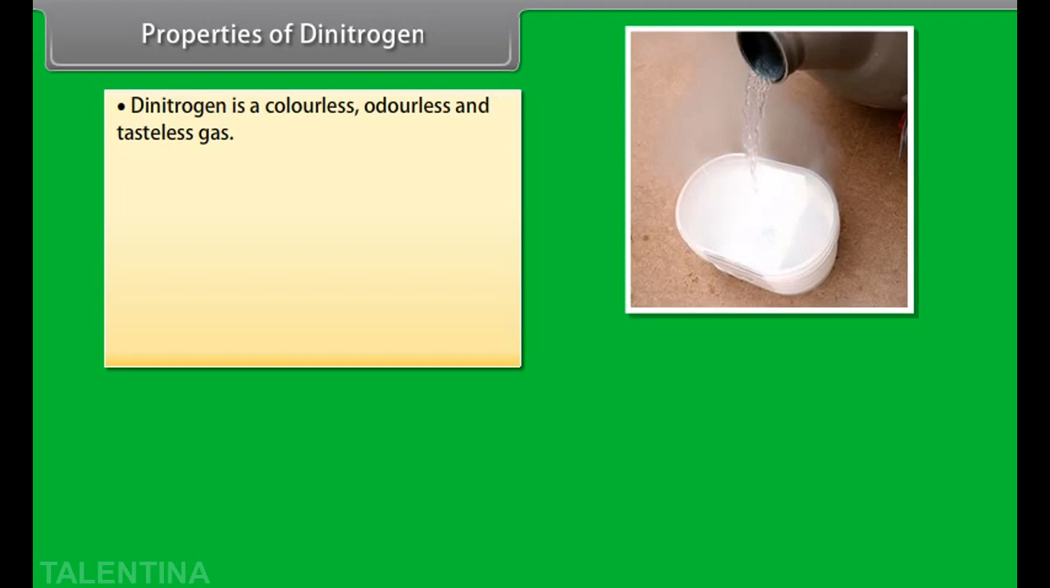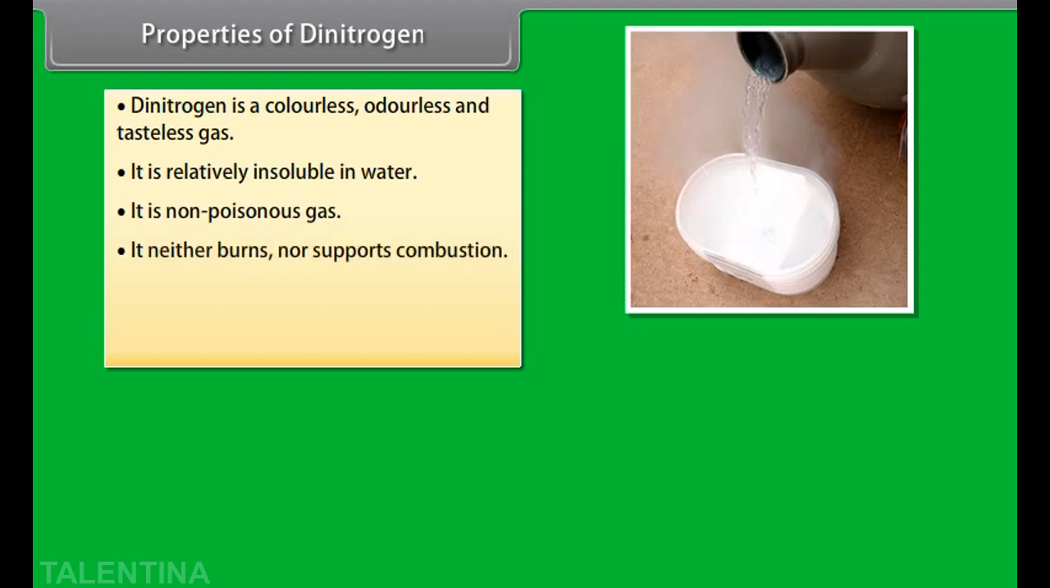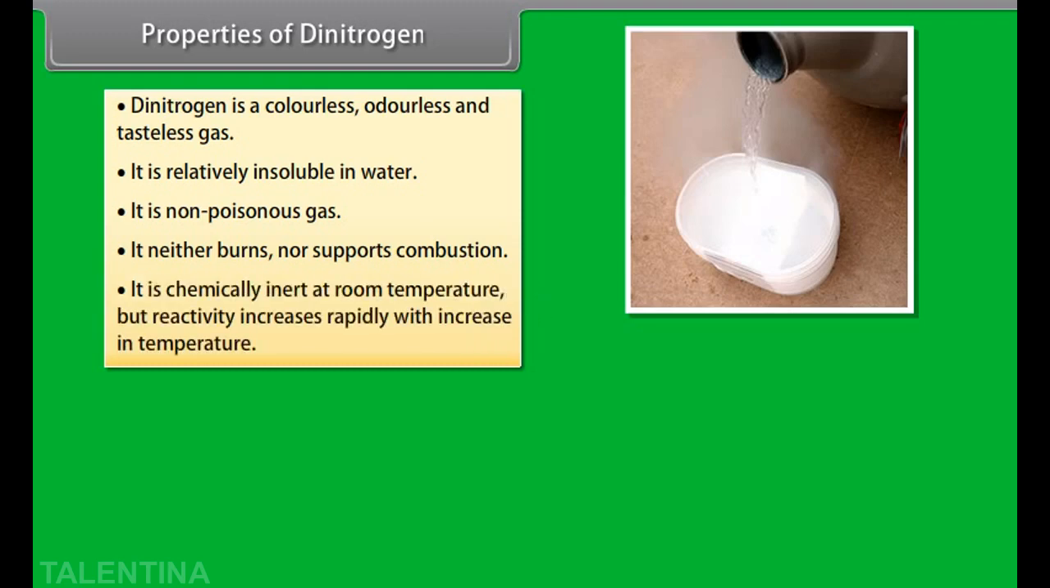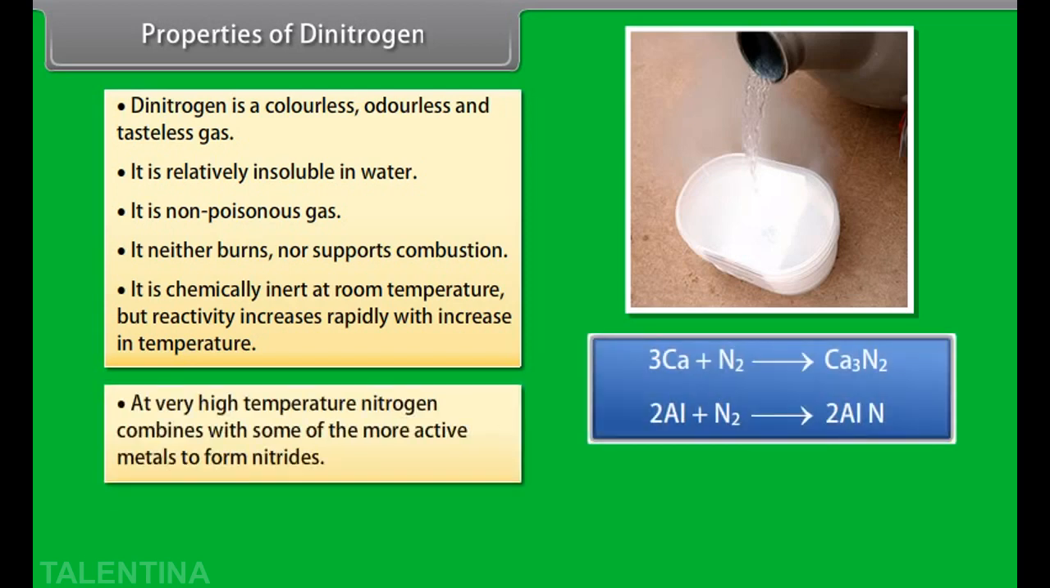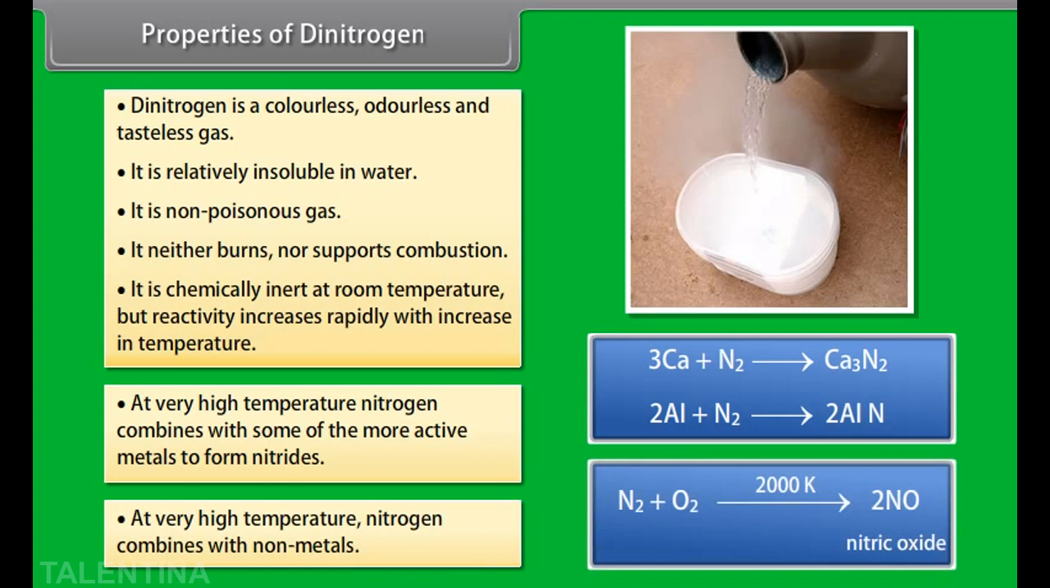Dinitrogen is a colorless, odorless and tasteless gas. It is relatively insoluble in water. It is a non-poisonous gas. It neither burns nor supports combustion. It is chemically inert at room temperature, but its reactivity increases rapidly with an increase in temperature. At very high temperatures, nitrogen combines with some of the more active metals to form nitrides. At very high temperatures, nitrogen also combines with nonmetals.